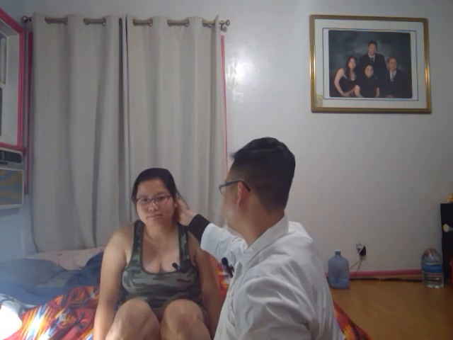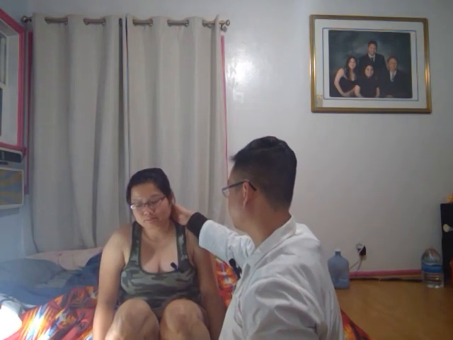Then we also palpate the muscles, like the sternocleidomastoid muscle, and any muscle around the neck, and we palpate the cervical spine. There is no deformity and no protruding of the bone. Can you open your mouth as wide as possible? She can open her mouth. Can you move your jaw left, right, left, and right? There is no problem with the movement of the mouth.